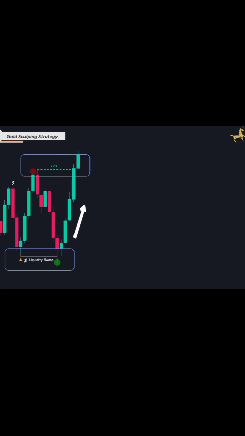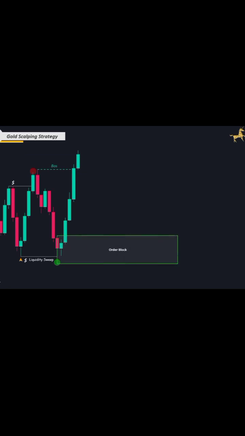In the next step, you need to mark out the order block that initiated both the liquidity grab and the break of structure. This becomes your higher time frame point of interest. More often than not, price tends to revisit this block, where it acts as a demand zone and smart money steps back into the market.